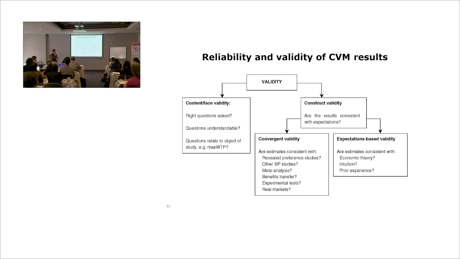So they spend quite a lot of time to say, this is a valid number, okay? And these valid numbers depend on different characteristics. So the first one is what is called the content validity. The content validity is, so did they ask the right questions? So the setting of the scenario, how the survey was done. So this is a quality assessment of the scenario.